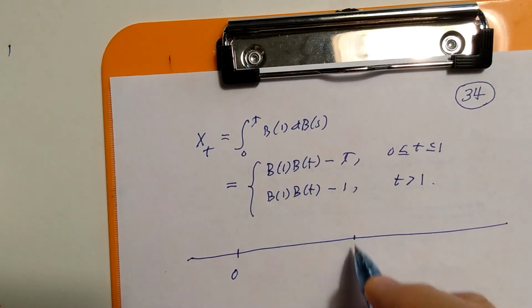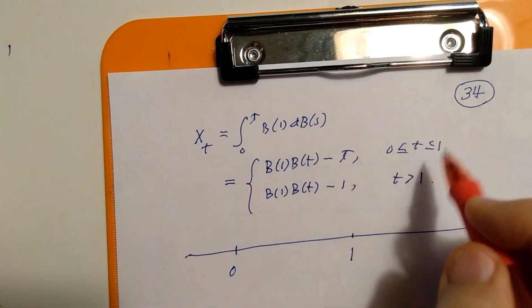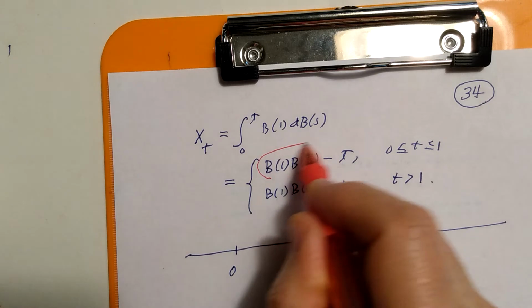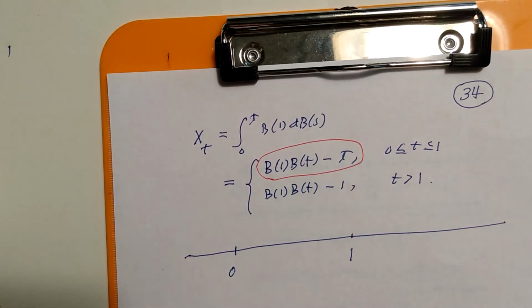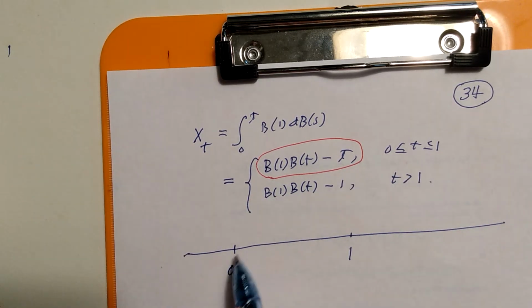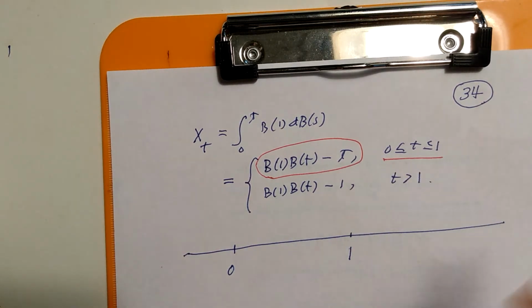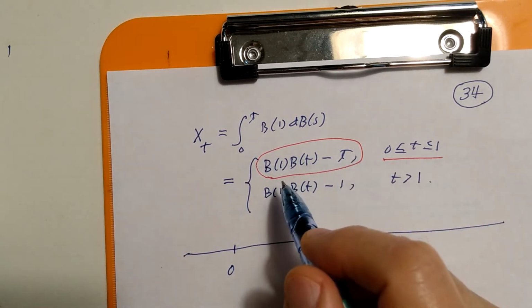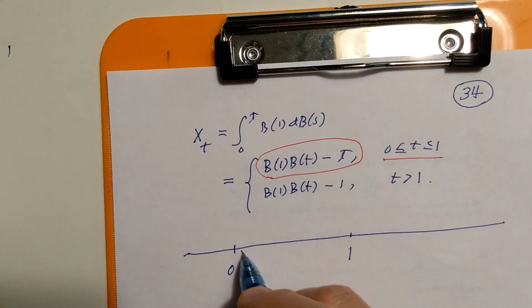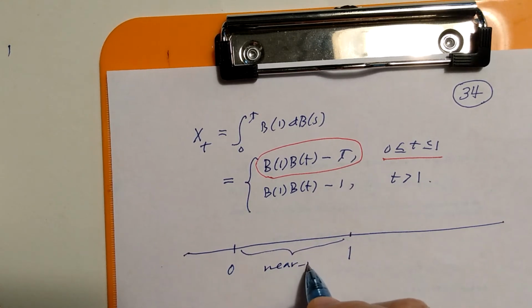This is 0, this is 1. Look at the case t between 0 and 1, this is B1 Bt minus t. And we know that for t between 0 and 1, this stochastic process is a near martingale. So over here is a near martingale.